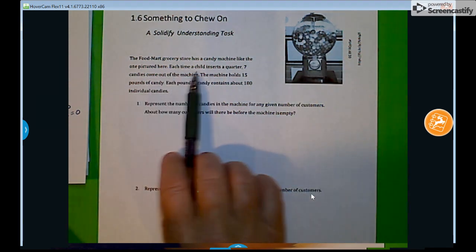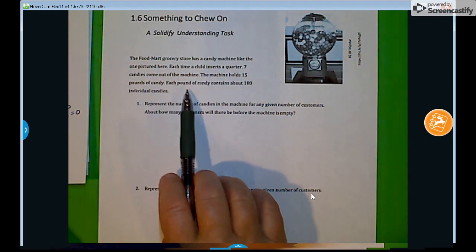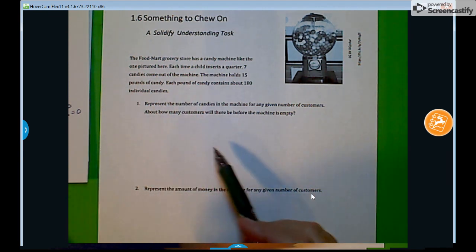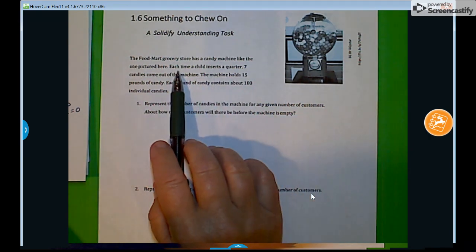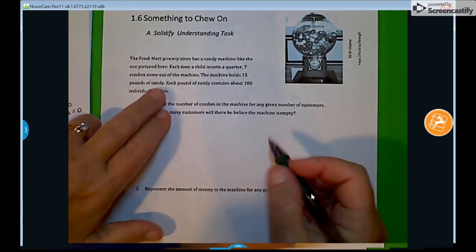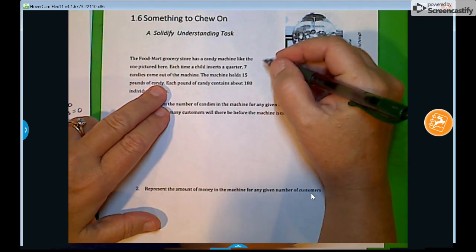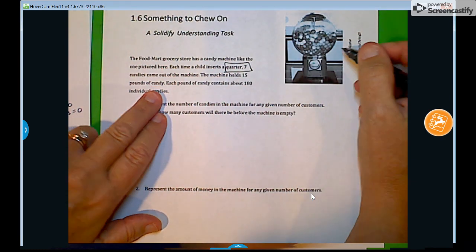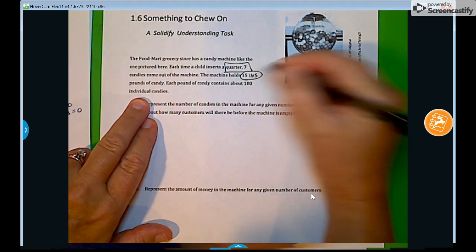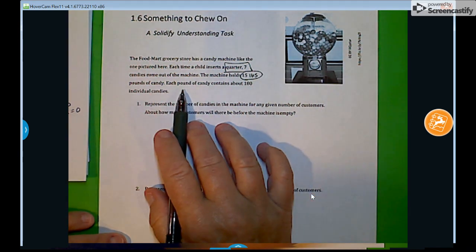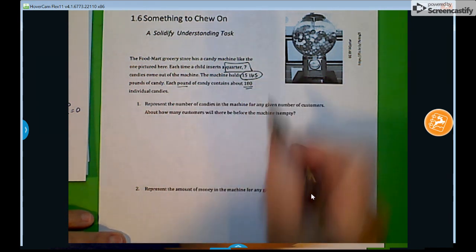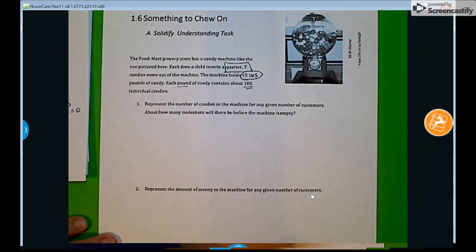So here's some of the important information. You should have already read this and tried this. If you hadn't done that, then do that first and then come back to the video. A few important things. Each time a child inserts a quarter, 7 candies come out of the machine. So that's 7 for each quarter. That's pretty important. The machine holds 15 pounds of candy. That's pretty important. Each pound has 180 pieces of candy in it. So all of those things we're going to need.